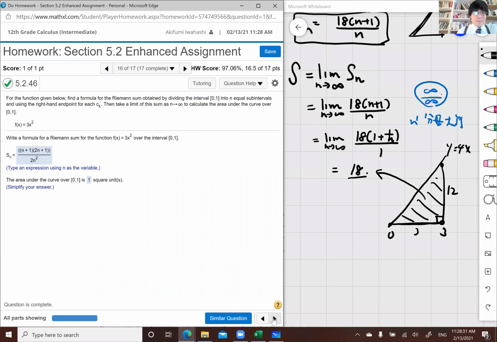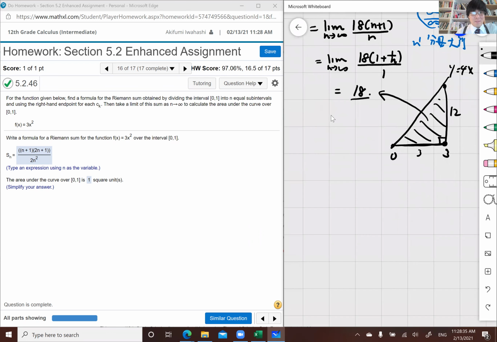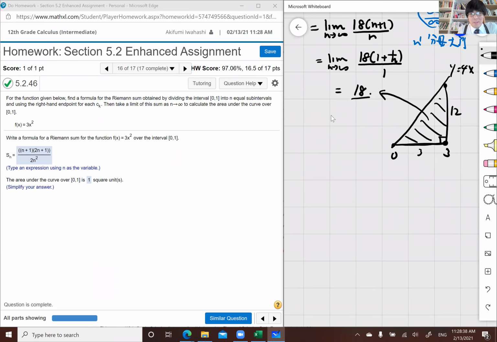Okay, now it's the same problem, but with a different function. So the idea will be very similar. Now you have a quadratic function with interval 0 through 1. You divide this into n subintervals. So the first point is 1 over n, the second point is 2 over n, 3 over n, and k over n in this case.